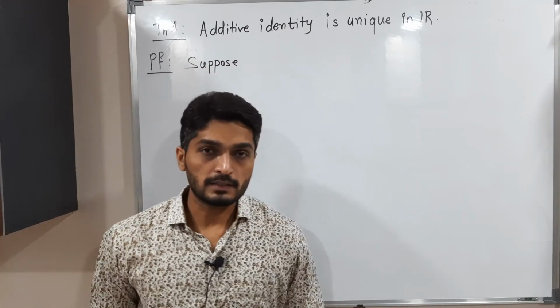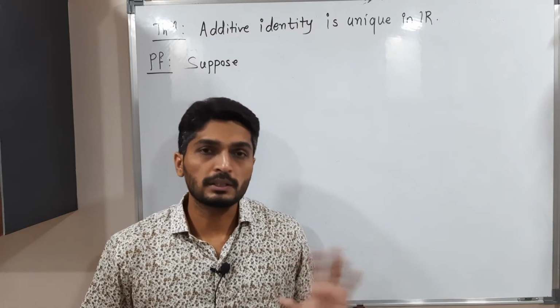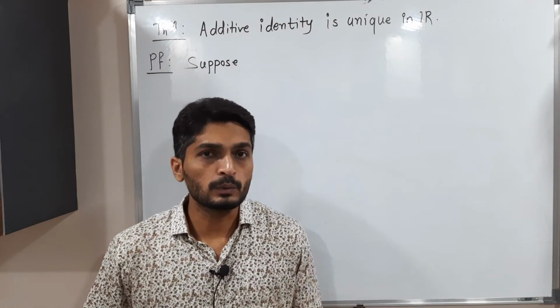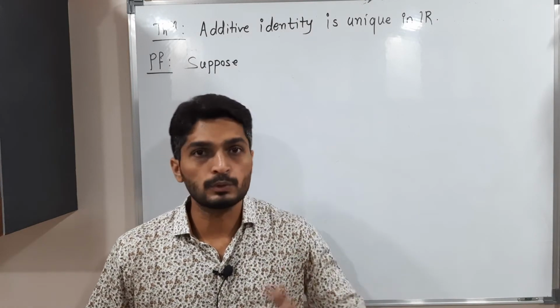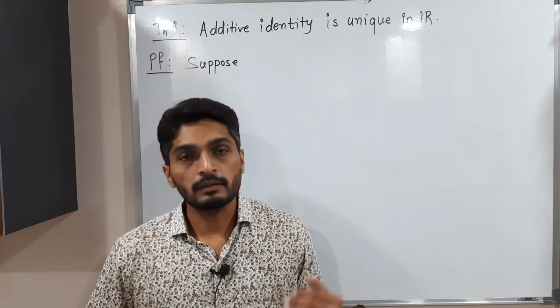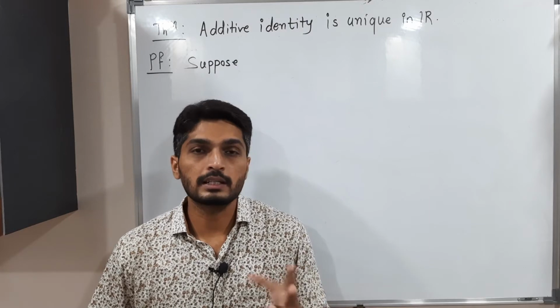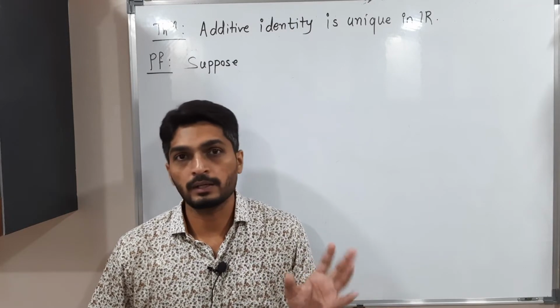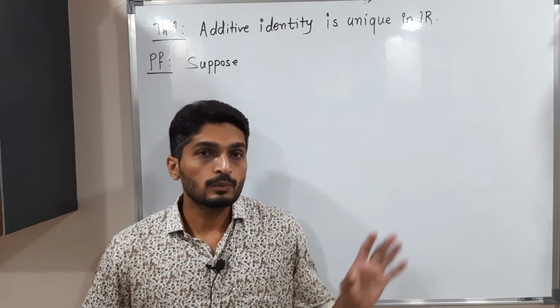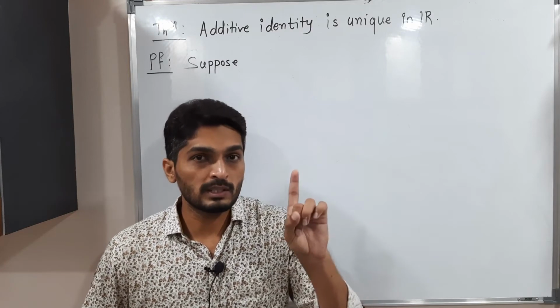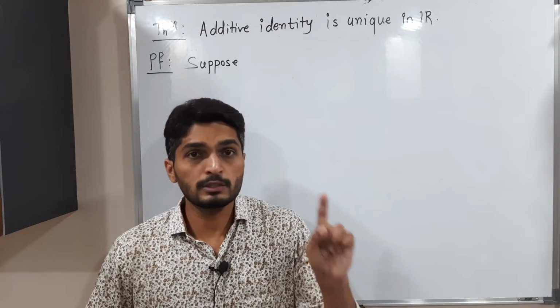In mathematics, when we wish to prove something, most of the time we assume exactly the opposite. After solving a few steps, we get a contradiction somewhere. So we declare our assumption is wrong, and that's why we get the actual result. So we have to prove it is unique. Unique means only one.